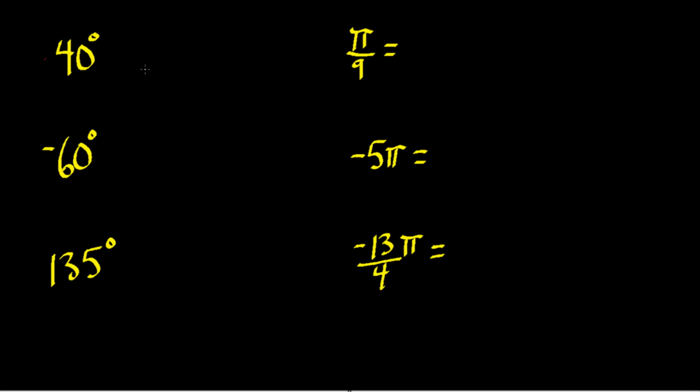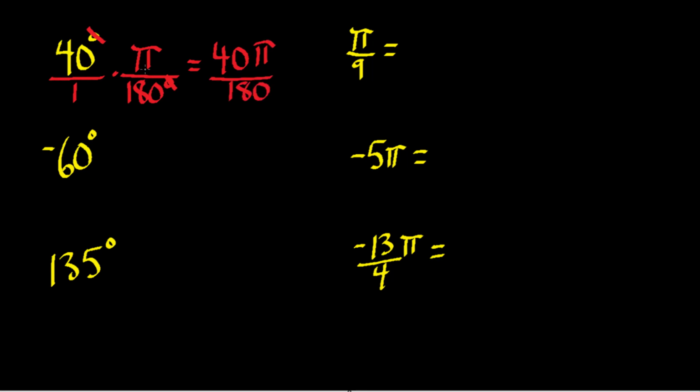When degrees is given, we can put a 1 under that to make it a fraction, and we should multiply by pi over 180 degrees. This will allow the degrees to cancel, leaving us with 40 pi over 180. Then we can simplify the fraction by dividing the numerator and denominator by 20. And we will get our final answer of 2 pi over 9, also known as 2/9 pi.